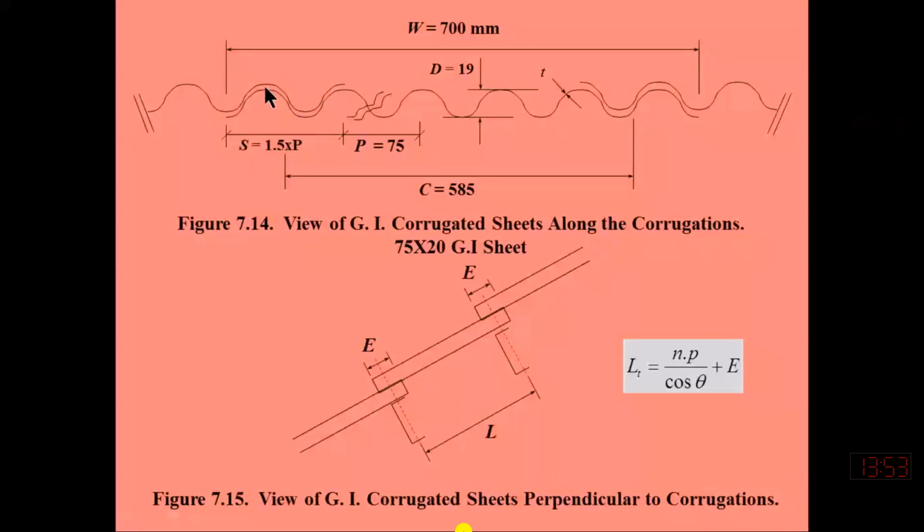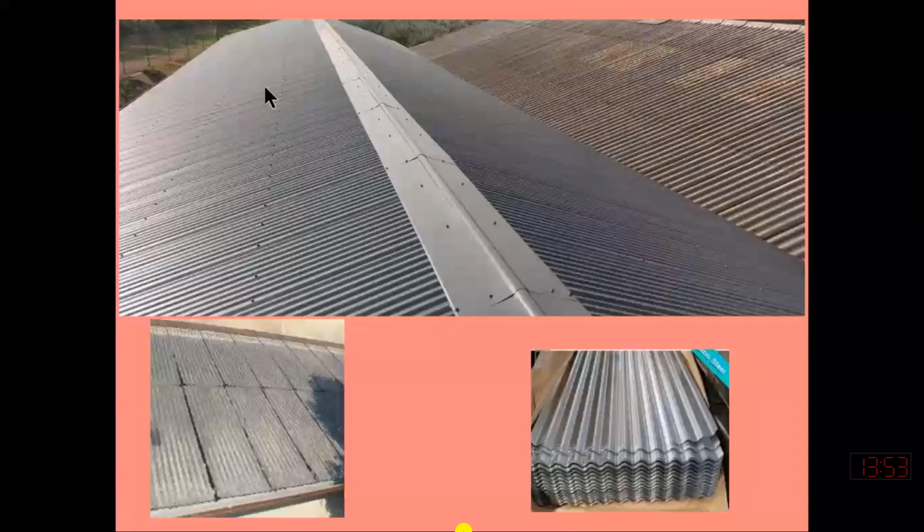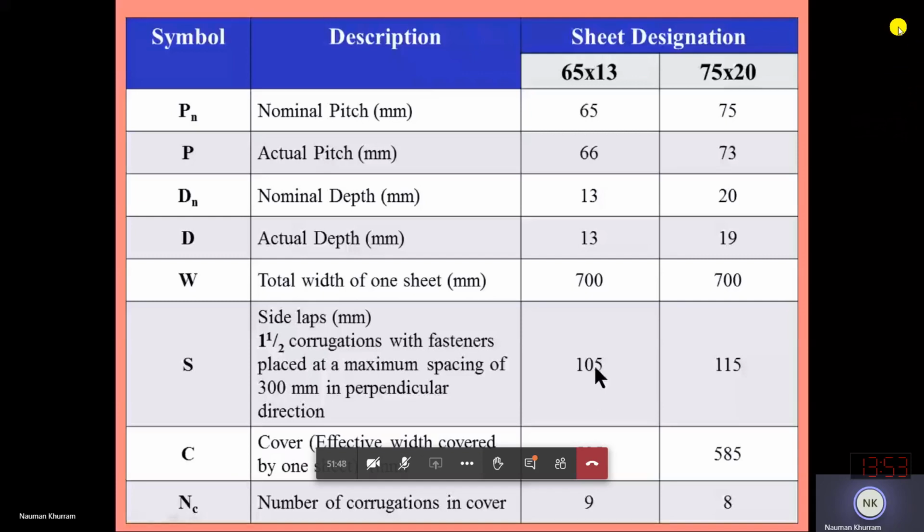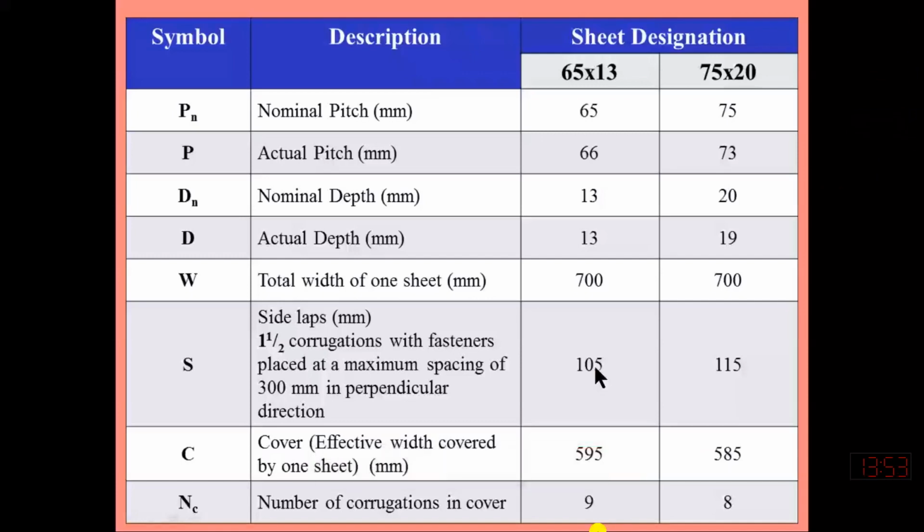So these are the connectors. We also provide the connector or the bolt at the edges and along this length, to connect intermittently at some interval with the purlin. So the side cover is specified as 1.5 times the corrugation, or 1.5 times the pitch value. With the fastener, we are connecting with a maximum spacing of 300 millimeter in the perpendicular direction. 300 millimeter is around 1 feet.